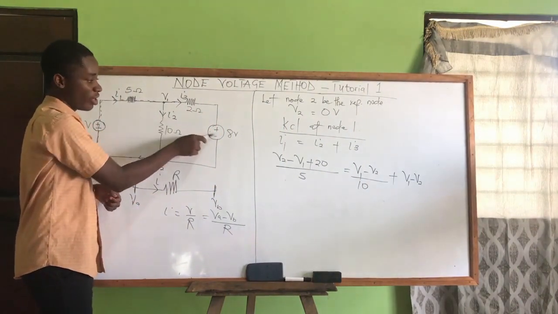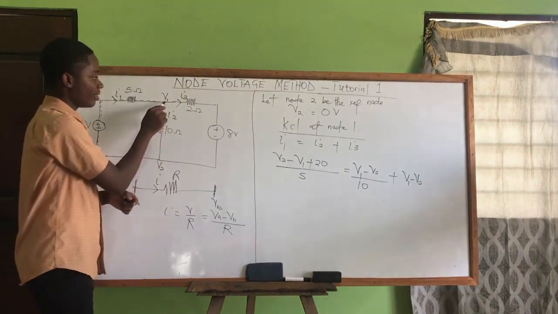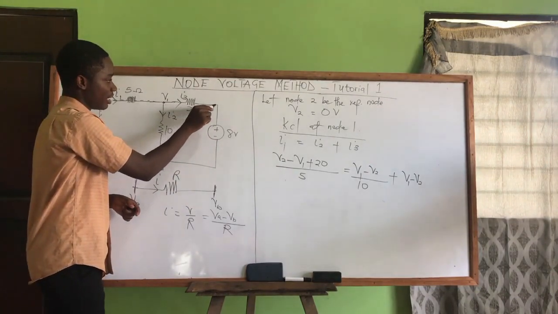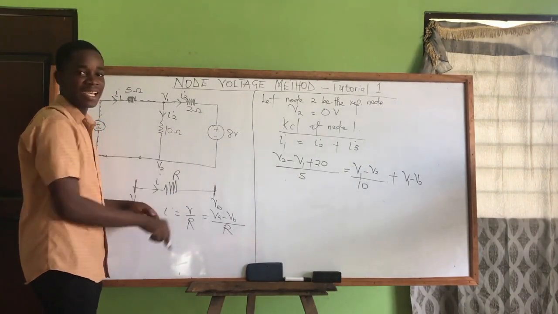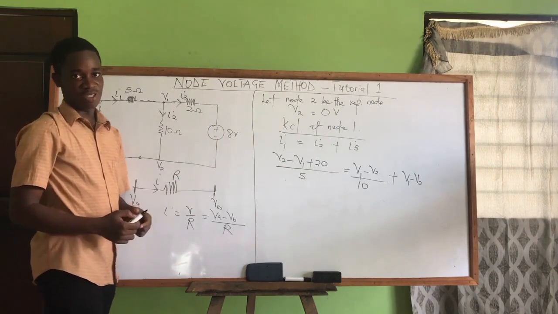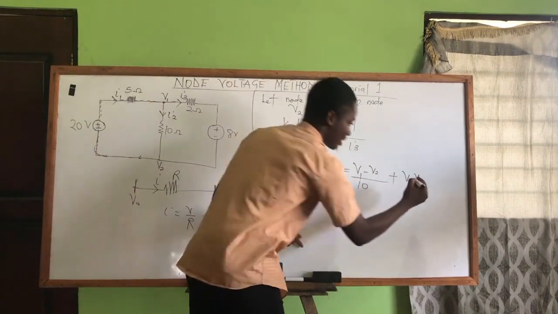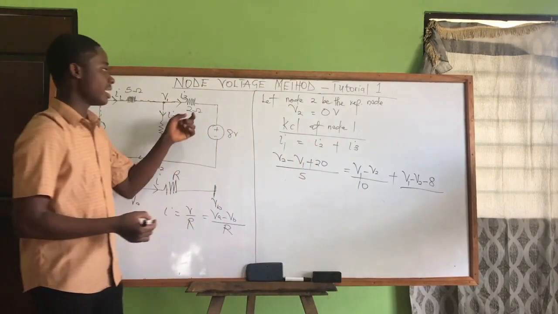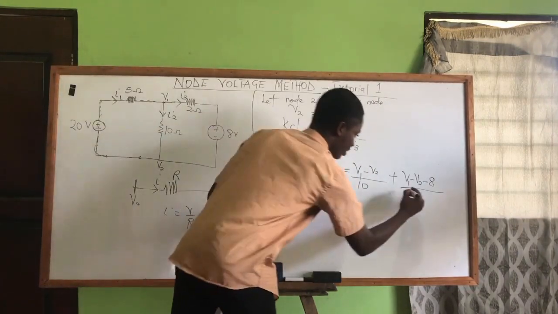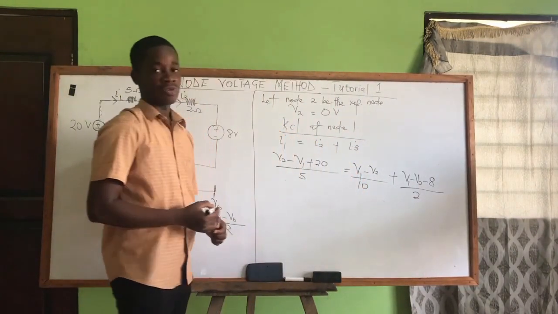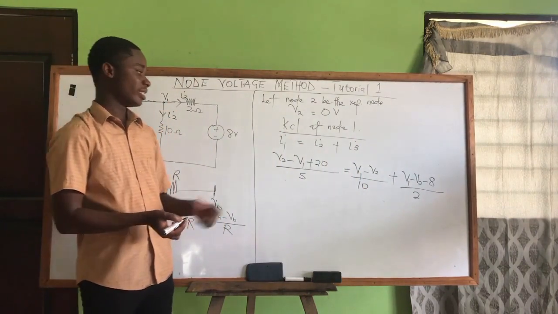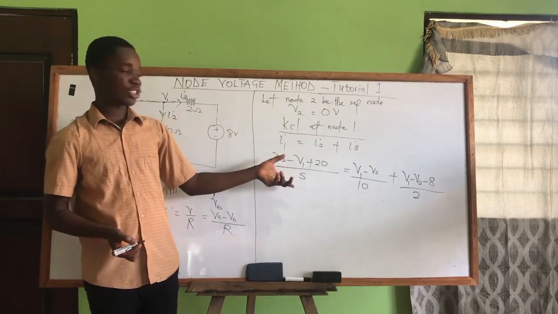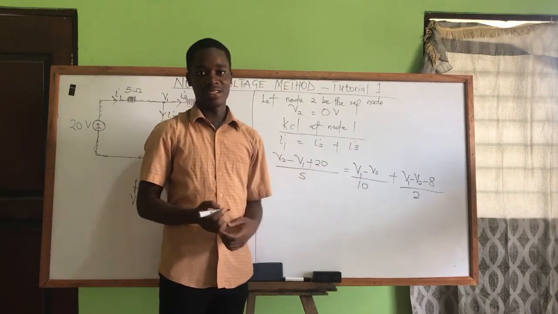And which polarity is the current leaving? You realize the I1 is moving in this direction. It will leave the negative terminal of this voltage. It means you have to subtract. So we have minus 8 over what? The resistor there, which is what? 2 ohms. So we have 2. So now this is what? The load voltage expression of this KCL equation.